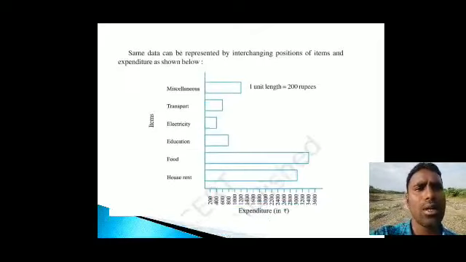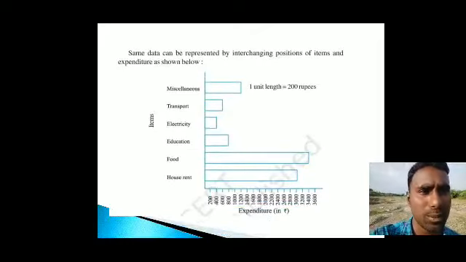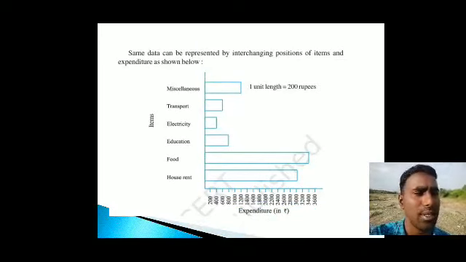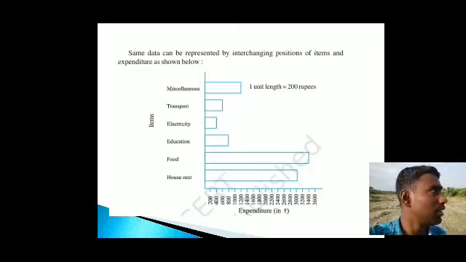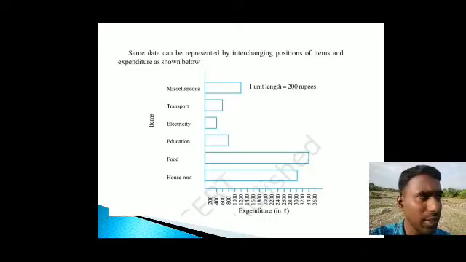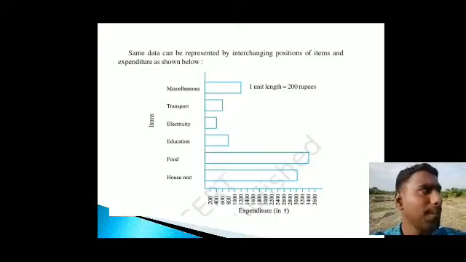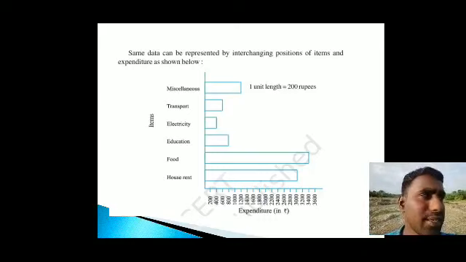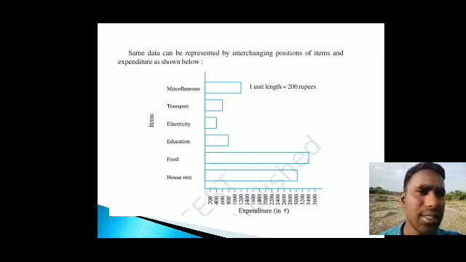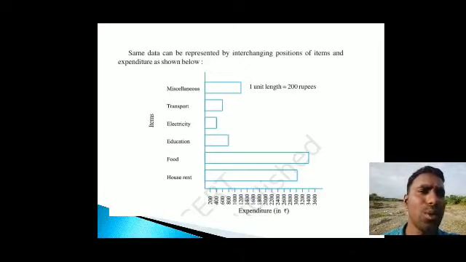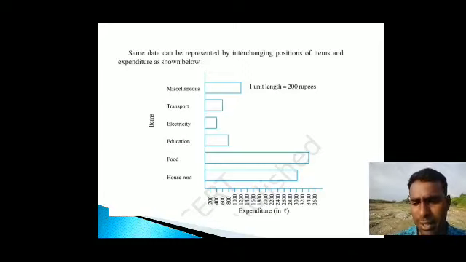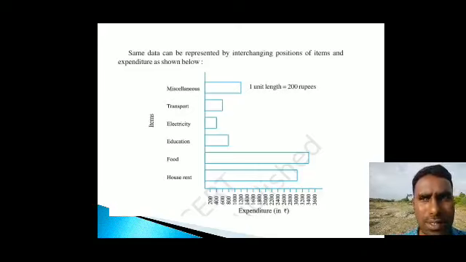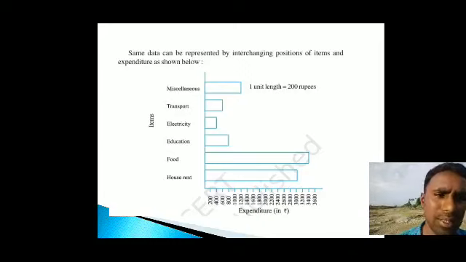next one: the same data can be represented by interchanging the position of items. Sir, we can take only the expenditure on the x-axis, or we can take it on the y-axis also, sir. So this kind we can take. And see here, I have taken the x-axis as the expenditure and the y-axis as the items. Okay, so here the x-axis is the expenditure amount, and in the same way you have taken 200, 400, 600. Likewise you have taken up to the maximum amount.